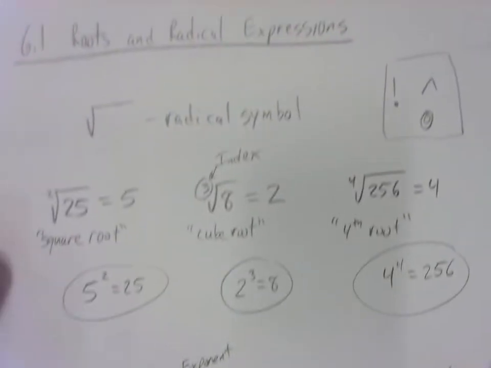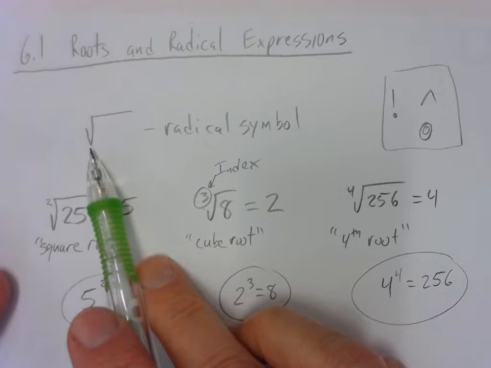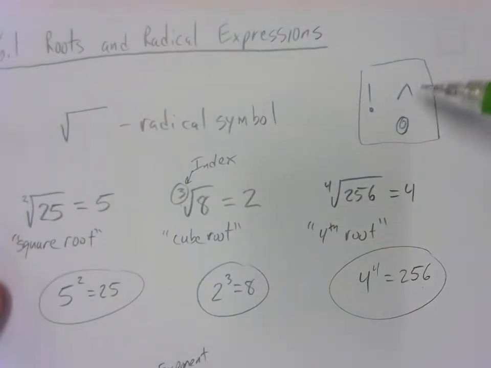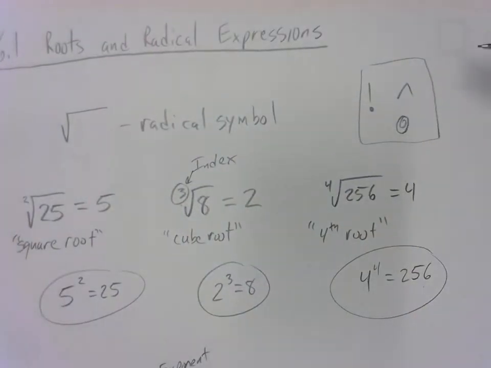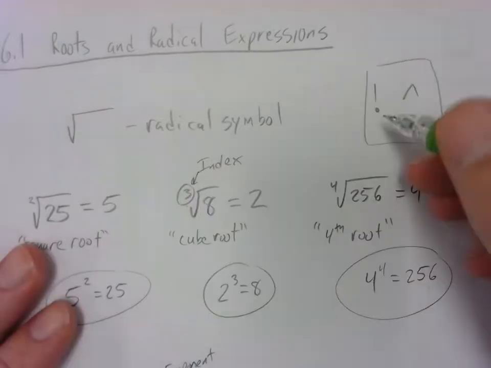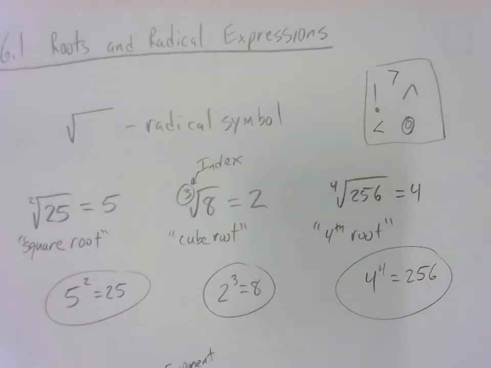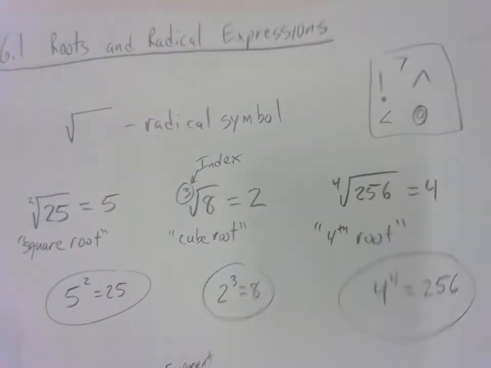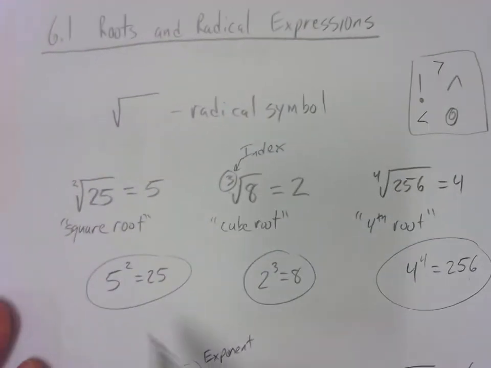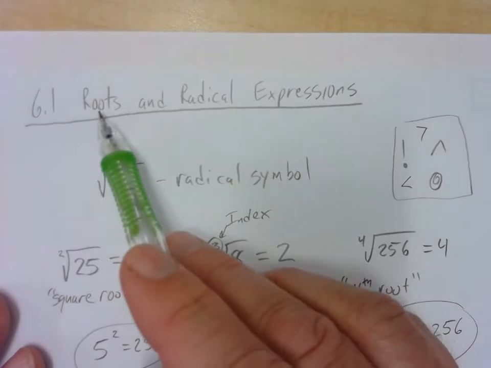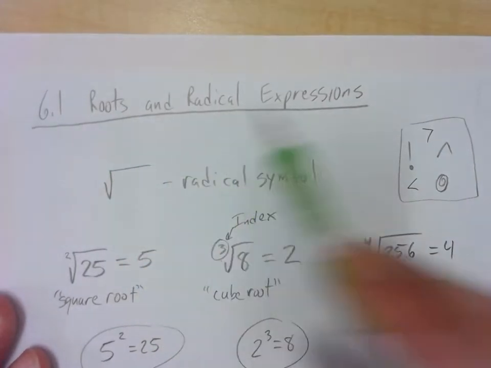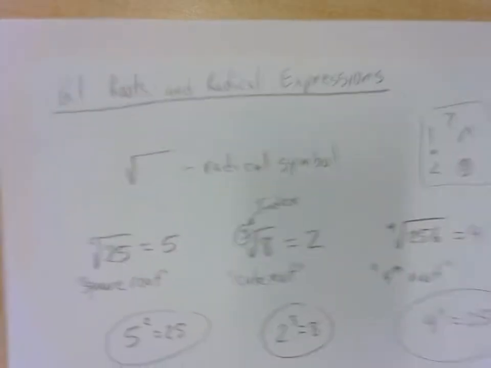Okay, so we've learned that this is called the radical symbol, just like there's symbols on a keyboard of a computer: square root, exclamation point, caret key, at symbol, brackets. They all have different names. You know, less than, greater than. These are all symbols, but this one happens to be called the radical symbol, and it's for doing roots. So roots, and then radical expressions. We're going to do a radical expression here in a minute.